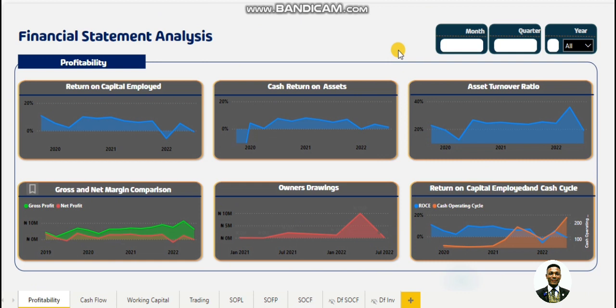Now, this data is from a company that operates in the hospitality industry, rendering services including rooming, restaurant, bar, and laundry services. We would look at the return on capital employed, cash return on assets, asset turnover ratio, the gross profit and net profit margin, owner's drawing, and the cash operating cycle of the business. Starting off with return on capital employed.